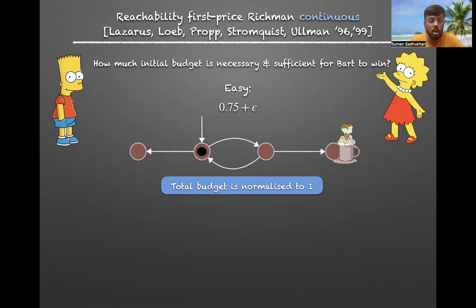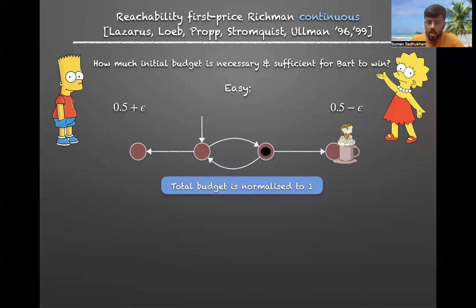Let's see what happens if we give Bart a budget just more than 3/4. That means Lisa has a budget less than 1/4, because the total budget is 1. Bart can bid a quarter, which Lisa cannot match because she doesn't have that much budget, and Bart wins the bid at the vertex where the token sits. He gives the budget to Lisa because it's Richman first price, and he moves the token to the next vertex because his target is there.